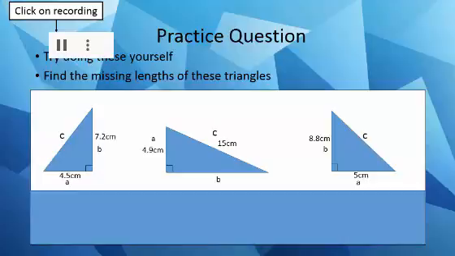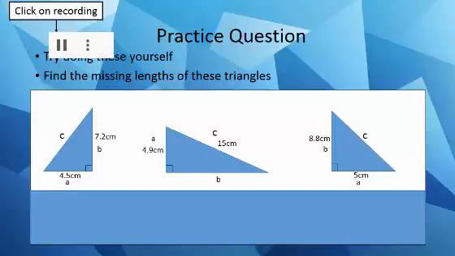With the first question, we have to work out the hypotenuse C, which is obviously, to work that out, the square root of A squared plus B squared to give you C. So that would be the square root of 4.5 squared and 7.2 squared. And that will give you an answer of 8.49 centimeters, which is the biggest side, so that looks good.